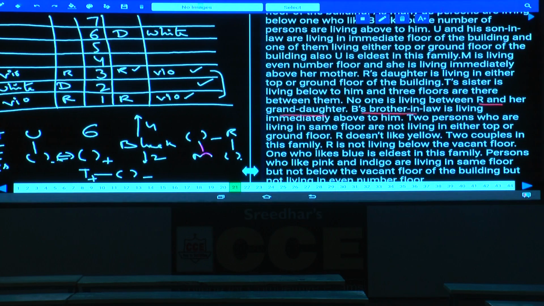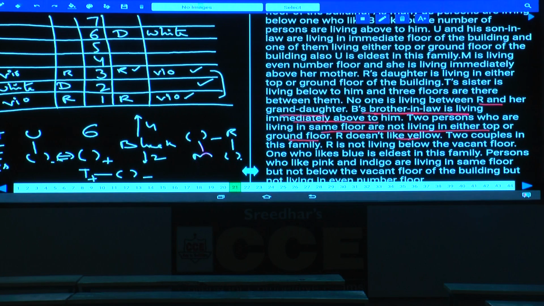B is having a brother-in-law. One person is having a son-in-law. That means B is what? B is the son of that person, isn't it? That means the son-in-law and this B are brothers-in-law to each other. And B's brother-in-law is living immediately above him. And 2 persons who are living on the same floor are not living either on the top or on the ground floor. And R does not like yellow.